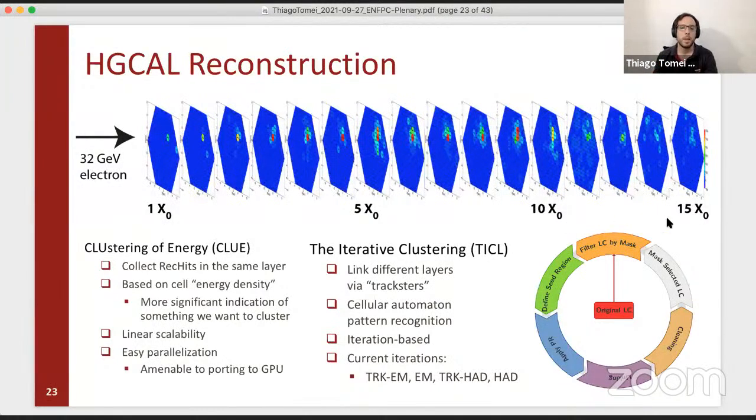More about that later. Then to link the different layers, we have the so-called iterative clustering, where we have these tracksters which link the different depositions, and this is all based on cellular automaton pattern recognition. The key thing is that you iterate, and in each iteration you build some kinds of particles in the shower. So you have electromagnetic but tracker-based, something that aims to reconstruct electrons, something that aims to reconstruct photons, charged hadrons, and neutral hadrons. And with that, we're able to almost do particle flow naturally in this calorimeter.